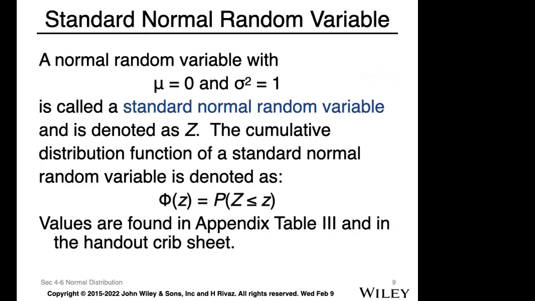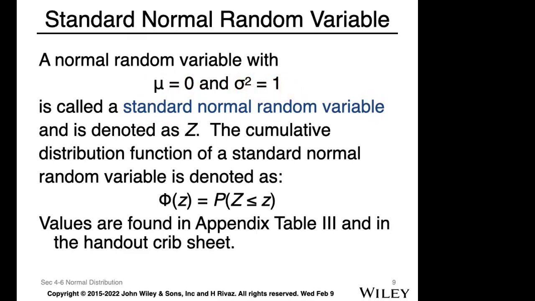Okay, so as I mentioned, the normal distribution has two parameters, mu and sigma. For the special case where mu is 0 and sigma squared is 1, we call that a standard normal random variable. We add the word standard. Whenever I say standard, it means that the mean is 0 and the variance is 1.